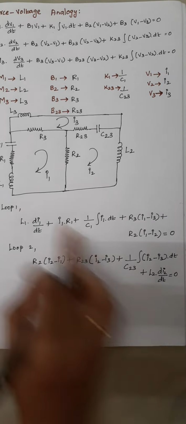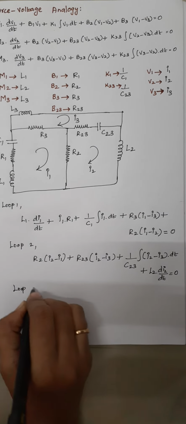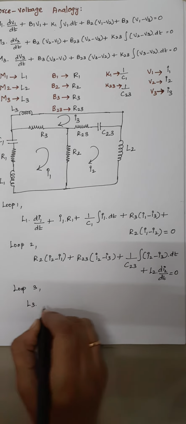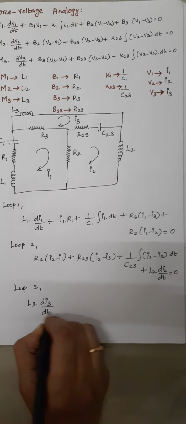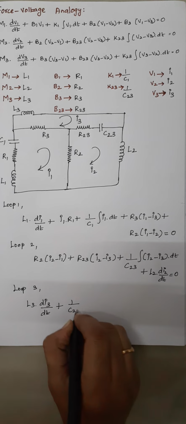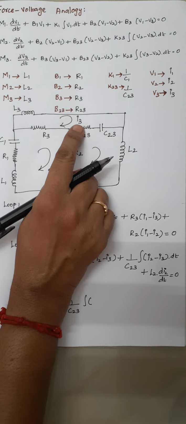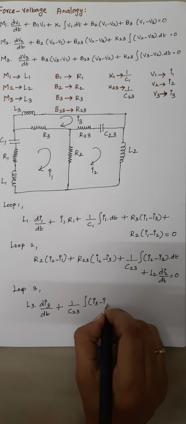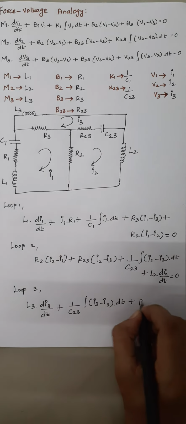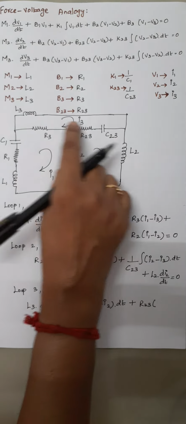And next one is consider your third loop here. So while writing the expression for loop 3, here you will be having L3 into di3 by dt, right? Plus again here you are having a C23. So again 1 by C23 into integral of, here we are considering our third loop, so I3 should be written first. So we have to write it as I3 minus I2 into dt, plus again we are having R23. Through this R23 also the currents flowing are I3 and I2.